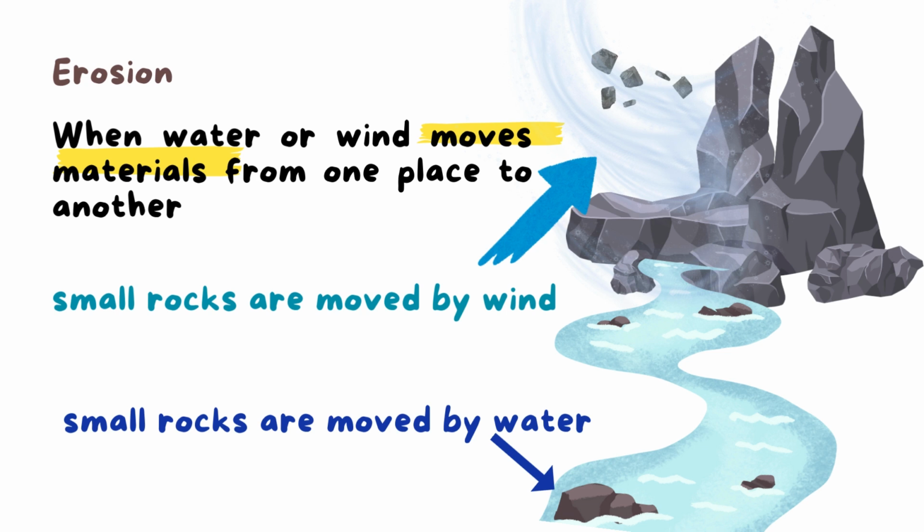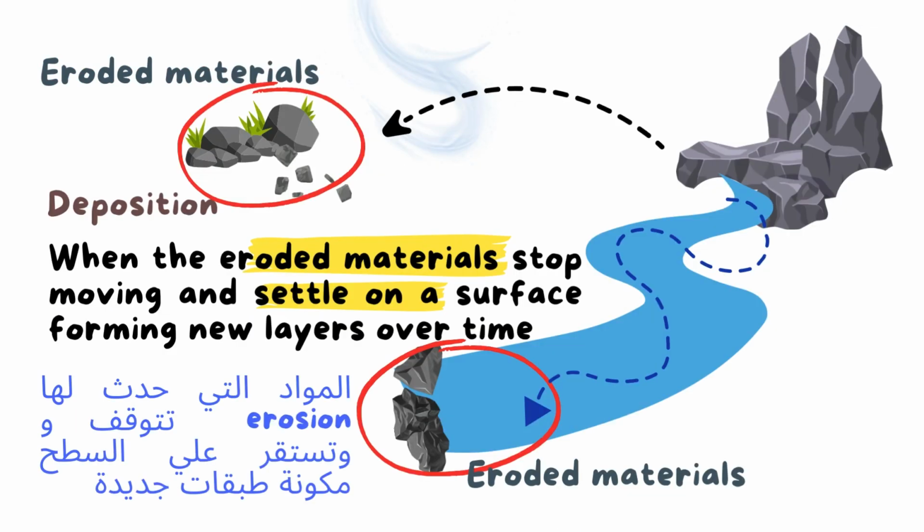And then we know that erosion is when water or wind moves materials from one place to another. As here in this picture, small rocks are moved by the wind. Also here we have small rocks moved by flowing water. This is about erosion. Then these eroded materials, these small particles, these sediments, will stop moving and settle on a surface, forming a new layer over time, as the delta and the small and large dunes. This is called deposition.